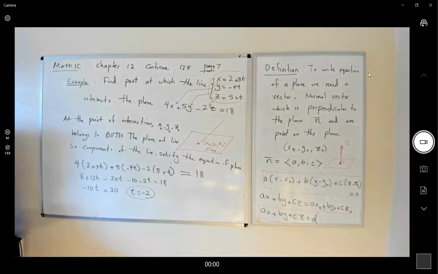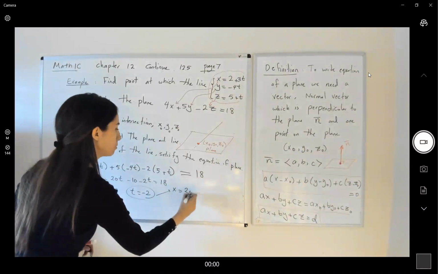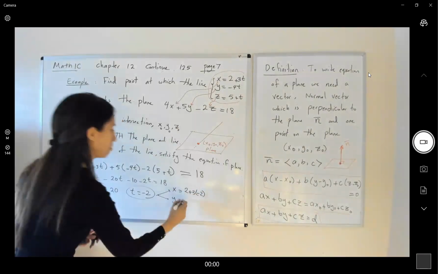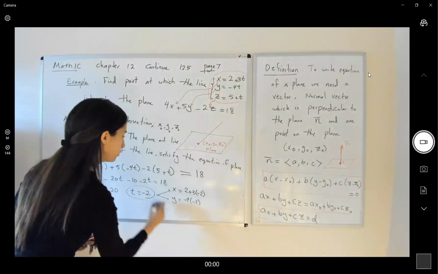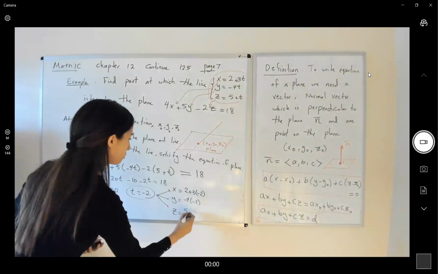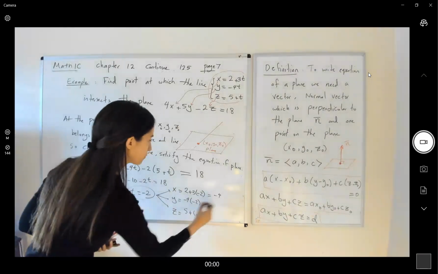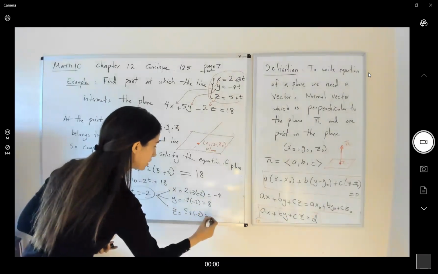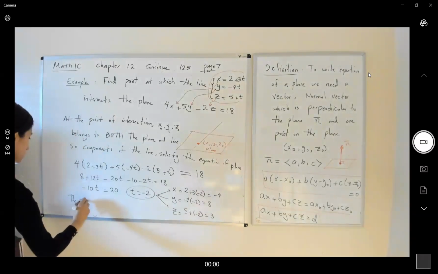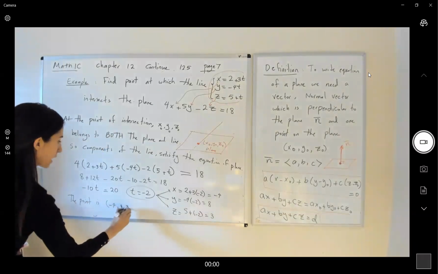Since t is -2, it means that your x is equal to 2 plus 3 times -2, your y is equal to -4 times -2, and your z is equal to 5 plus -2. So your x is equal to -4, your y is equal to 8, and your z is equal to 3. The point is (-4, 8, 3).